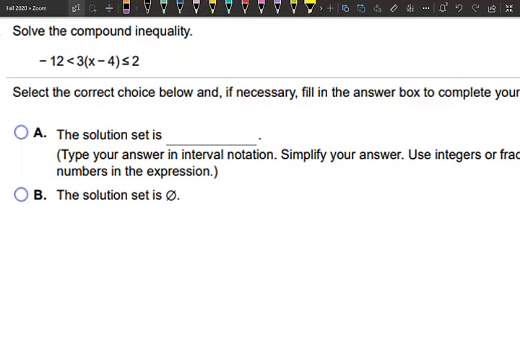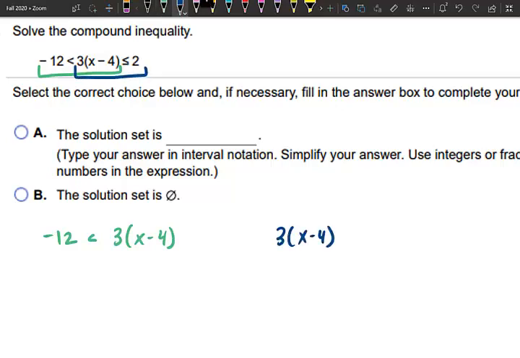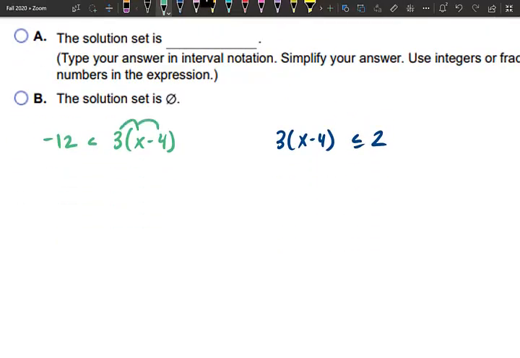Alright, let's solve the compound inequality. Negative 12 is less than 3 times x minus 4, which is less than or equal to 2. Whenever we have a compound inequality or double sides, we're just going to split it up. So we have negative 12 is less than 3 times x minus 4, and then we have 3 times x minus 4 is less than or equal to 2. Let's solve for x. We're going to distribute, so we have negative 12 is less than 3x minus 12. I'm going to add 12 to both sides.